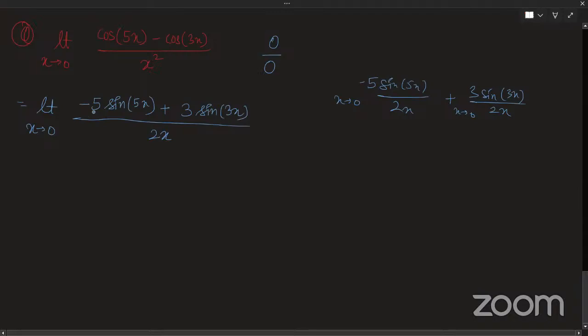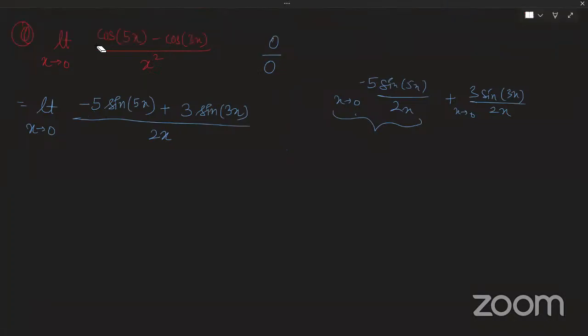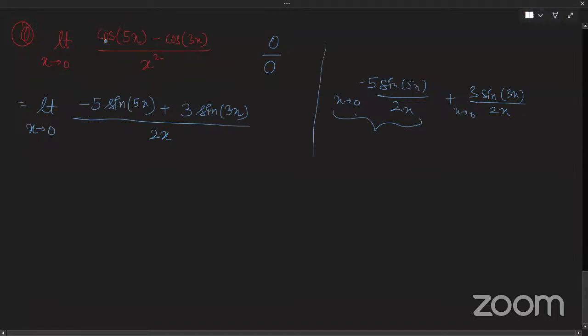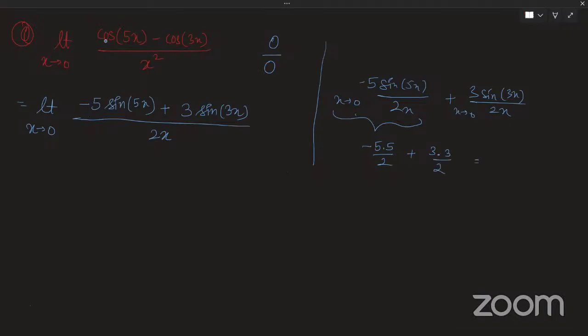Can you solve it now? So using this method, what will it be? Who will tell me? Sine of 5x by 2x when x is tending to 0. What will the value be? 5 by 2. Great. So minus 5 into 5 by 2, plus, tell me, what about this? 3 into 3 by 2. Great. So it is basically 9 minus 25, so it is minus 16 by 2, minus 8. Great. So this was correct.